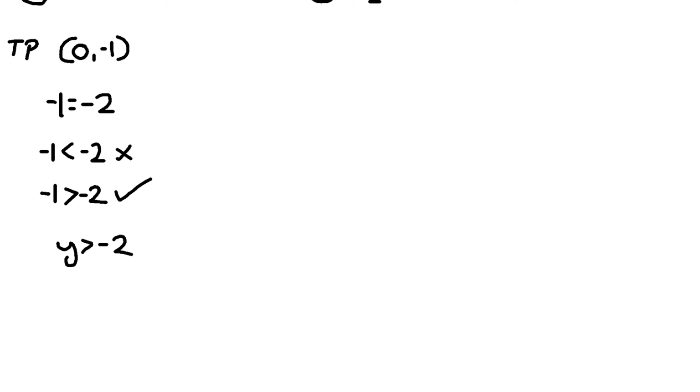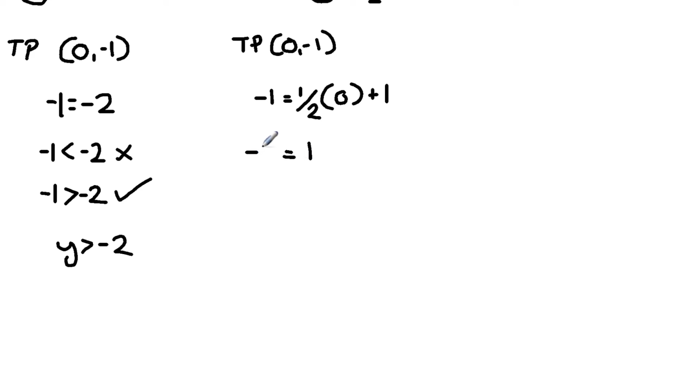Now I'm going to use the same procedure to work out the inequality for equation B. The test point is 0 and minus 1. x being 0 and y being minus 1. So minus 1 equals a half, open bracket 0 close bracket, plus 1. Half times 0 equals 0, plus the 1, which is 1. Now at this point, I'm going to replace the equal sign with either greater than or less than. So let's try greater than. Is minus 1 greater than 1? No, it's not.